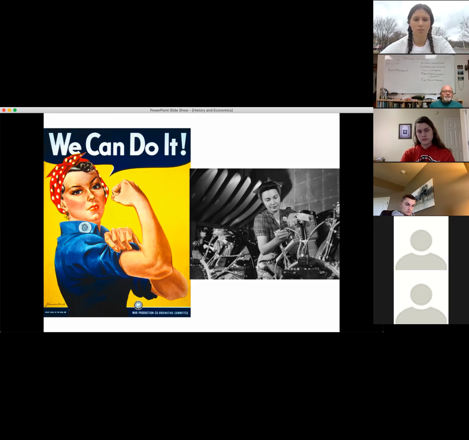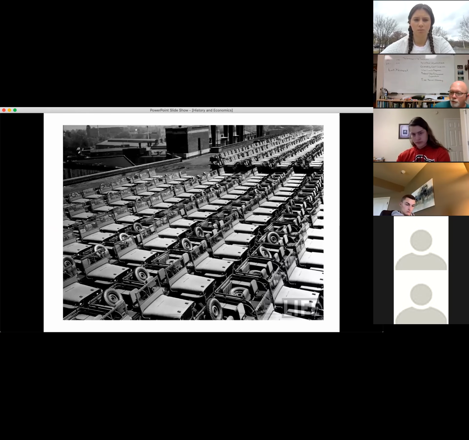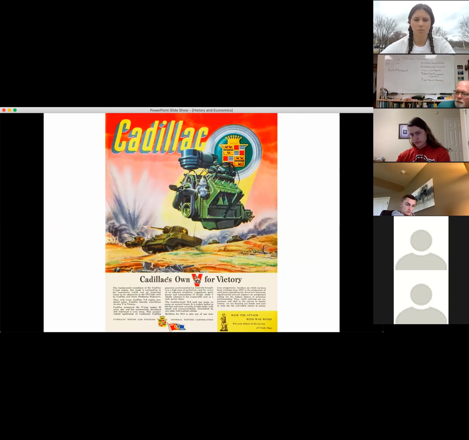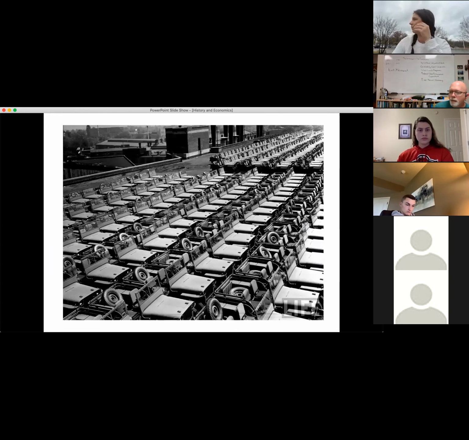But the other thing this did is it really shook up the American workforce. When you're drafting a lot of Americans to go in and serve the military, and those Americans are mainly men, all of a sudden women go into the workforce, taking the place of men in factory jobs. And so you have Rosie the Riveter going to work to build planes and jeeps and tanks. This is a Cadillac engine going into an American tank.